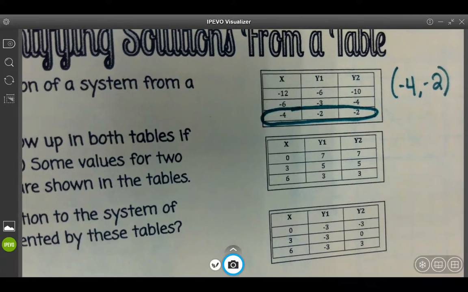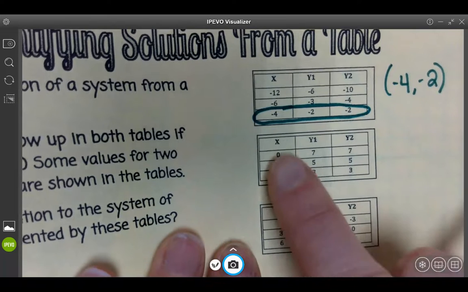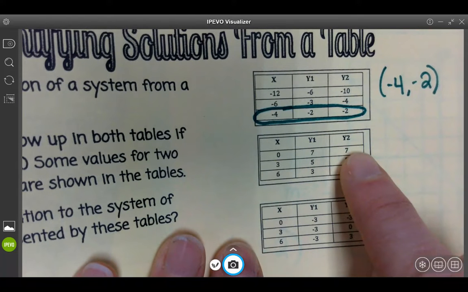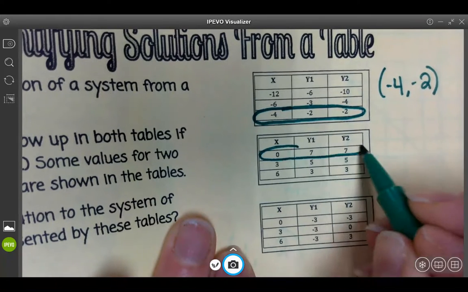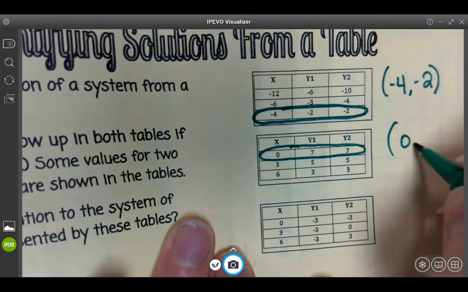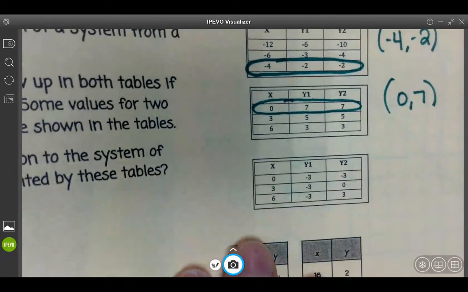So look at the next one. You're looking for where the y values are the same, and that'll be your solution written as an x, y. So look at the first one, 0, 7. y1 and y2 are 7. So those are the same. So our solution is 0, 7. See, on the table it gives it to you automatically. All right, the next one, we want where they're the same.